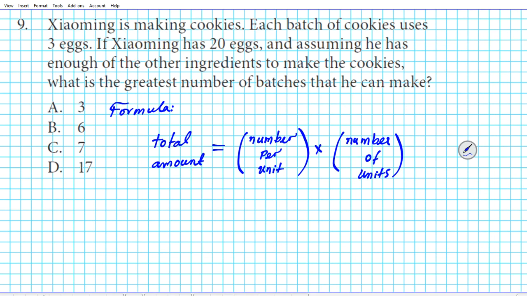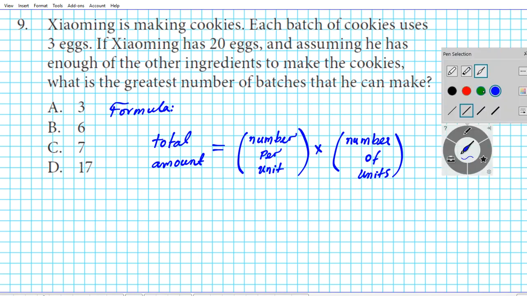Now in this particular problem, we're looking for the number of batches that can be made. It says what is the greatest number of batches that can be made. In this particular case, 1 unit is 1 batch. So if we're looking for a number of units, what we need to do is express this formula in terms of number of units. So how do we get number of units by itself? If we manipulate this formula, we're going to end up with another formula that you need to know to help you out in the Accuplacer Arithmetic exam.